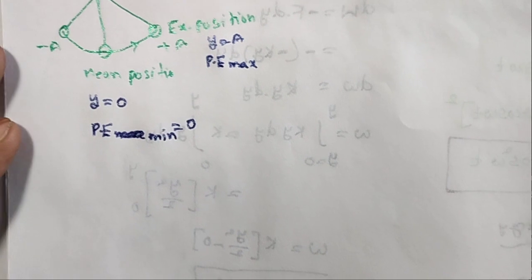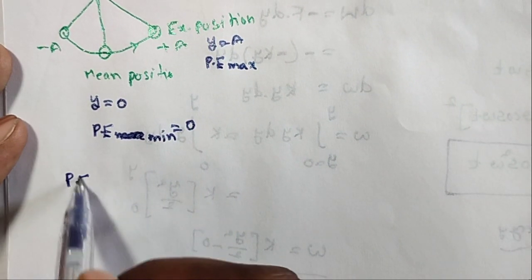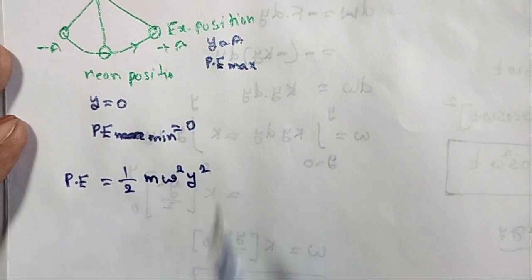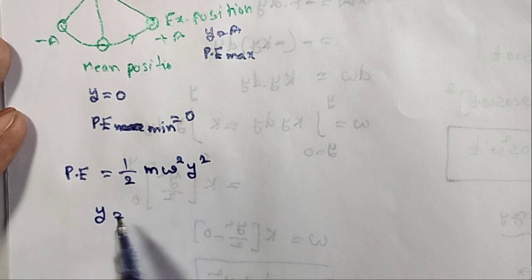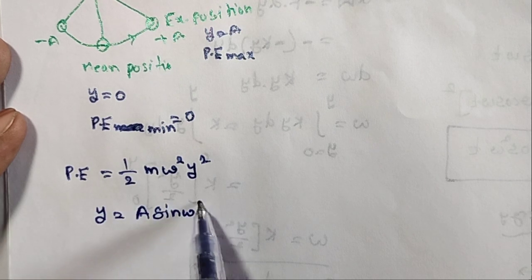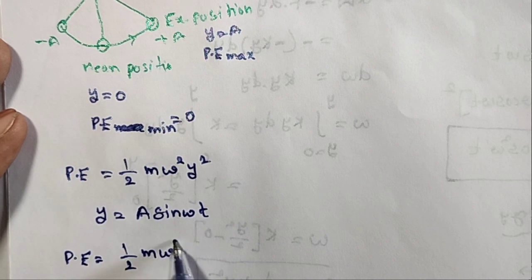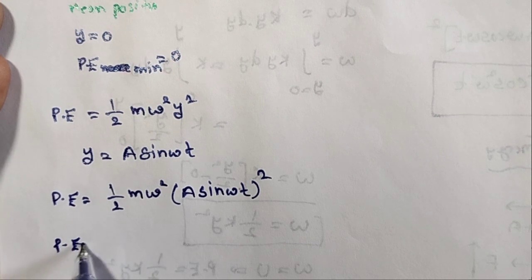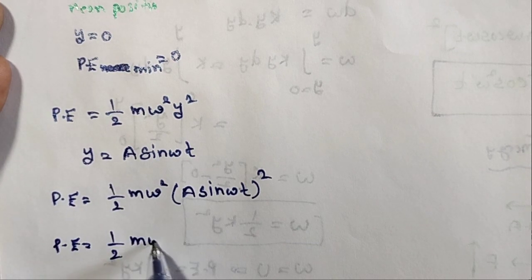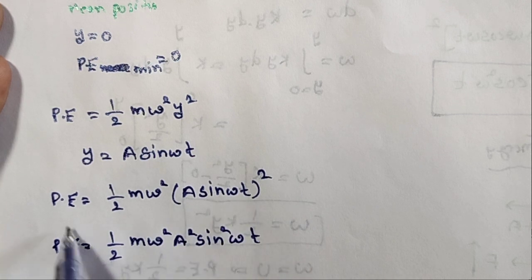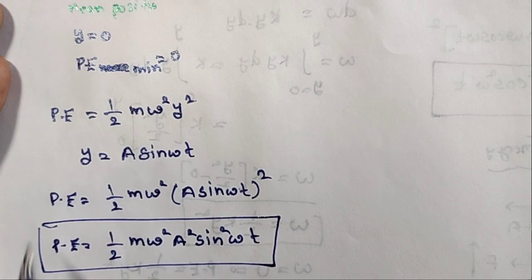And what is another equation of the potential energy? Their potential energy is equal to 1 by 2 m omega square y square. And y is equal to a sine omega t, as we know. So therefore their potential energy is equal to 1 by 2 m omega square, a sine omega t whole square. So potential energy is equal to 1 by 2 m omega square a square sine square omega t. This is also another equation of the potential energy.